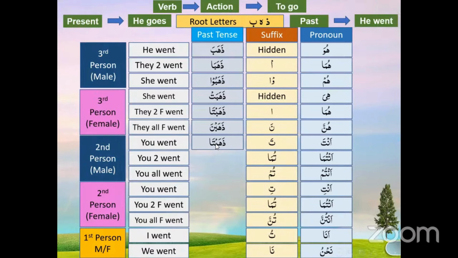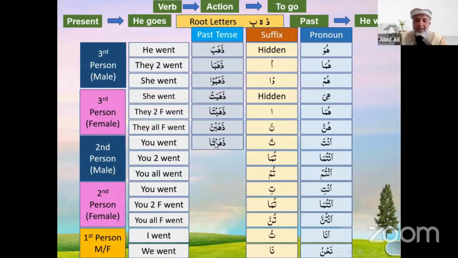So, Brother Abid, I'm confused here. Yeah, go ahead. You just said ta is for female. Why is there ta in male? Okay, that's what I'm trying to explain, that this alif is not supposed to be here.